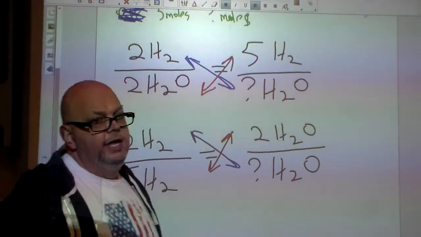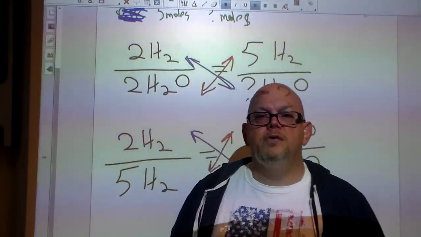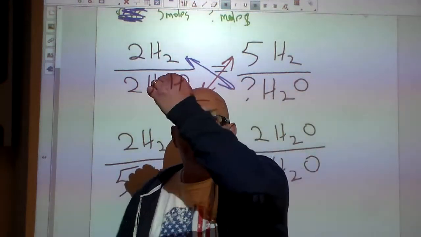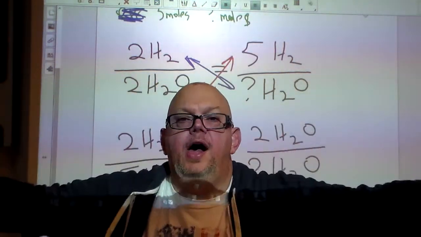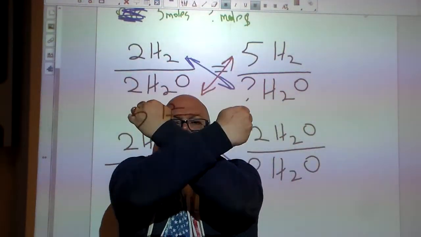Notice the red and the blue arrows forming across. That's because of the cross multiply. Cross, multiply, divide. That's it. Now let's try that one more time. Cross, multiply, divide.